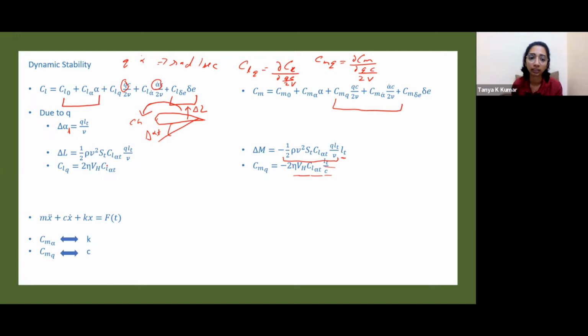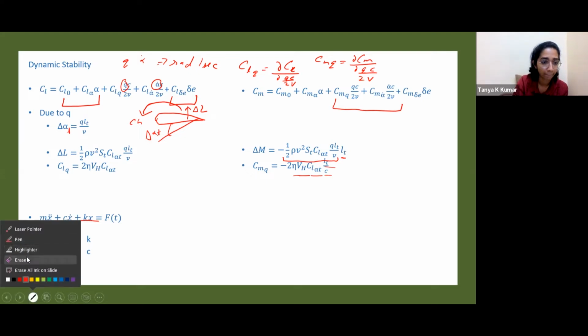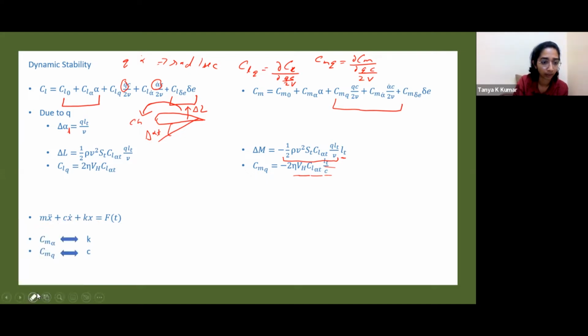Now we equate the aircraft system to a second degree of freedom, second order equation. A typical system of this order is the spring mass damper. Spring mass damper is characterized by this equation.